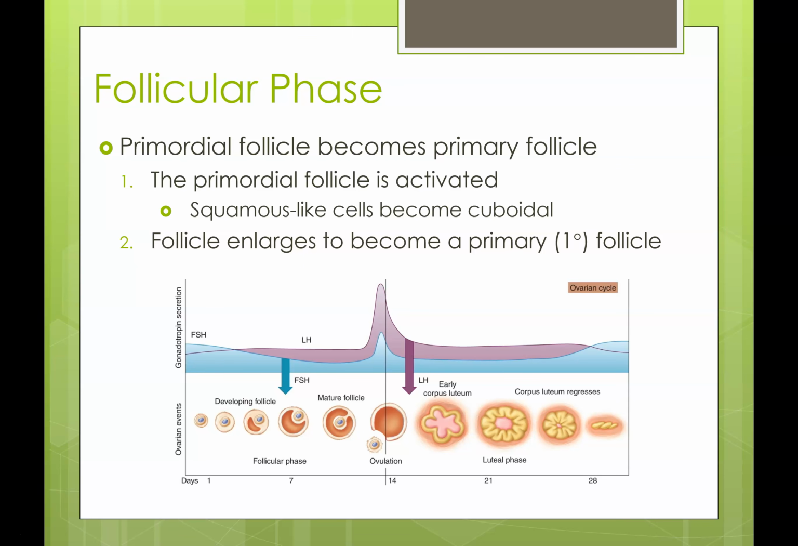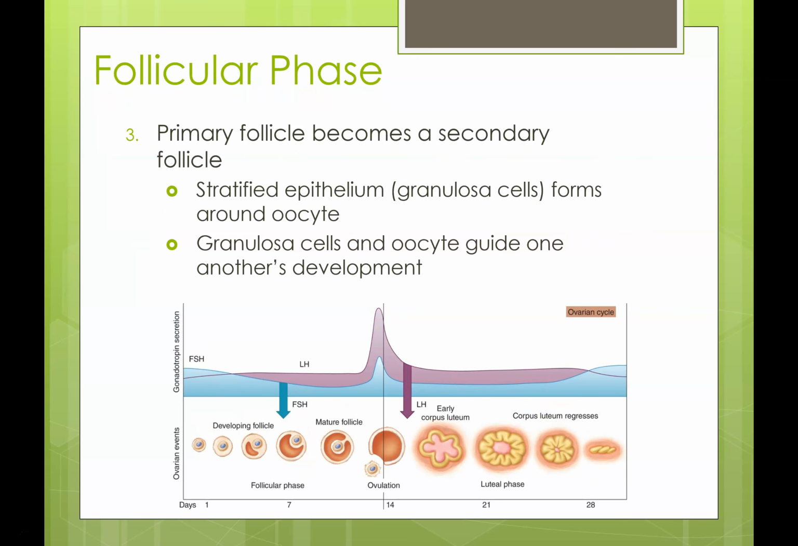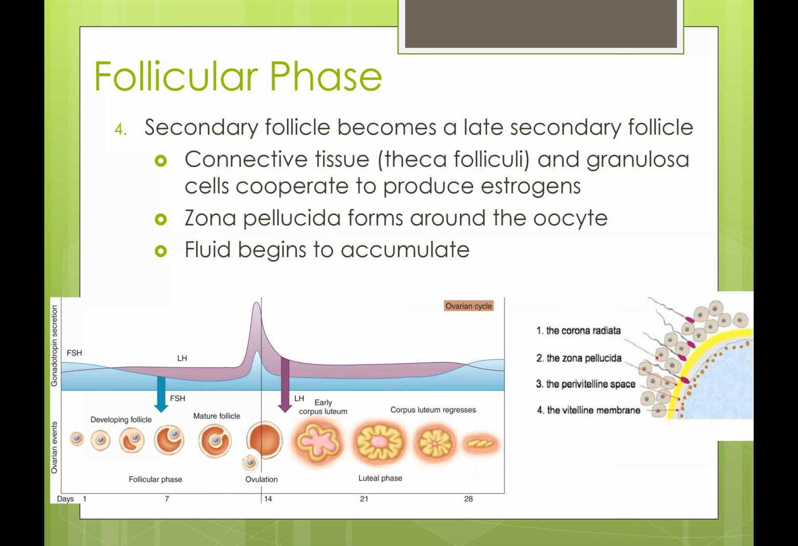So here's a closer look at the follicular phase. We said that the primordial follicles become primary follicles. We talked about this extensively, so I'm not going to go into too much detail with how these follicles are going to develop. One thing I will note, though, is that when we have our secondary follicle and late into that secondary follicle phase, we are going to have connective tissue surrounding our follicle, and that is going to be a layer of thecal cells. And then more internally, we have our granulosa cells.